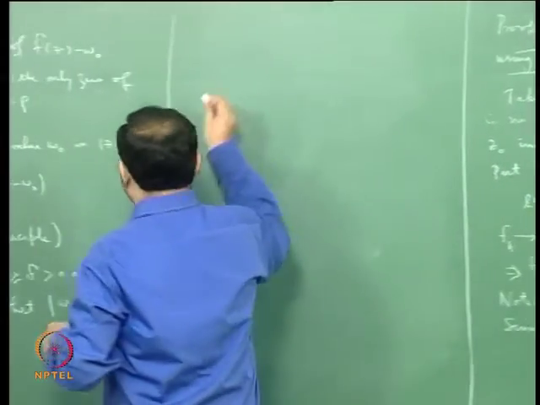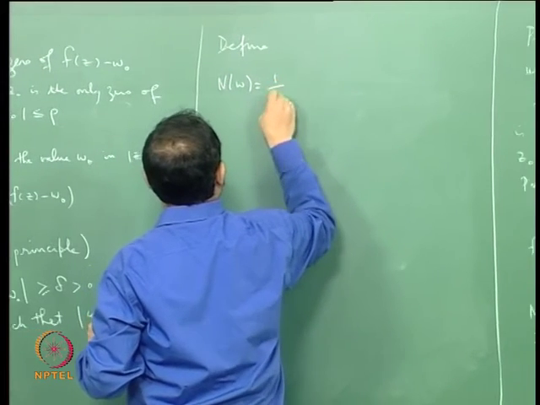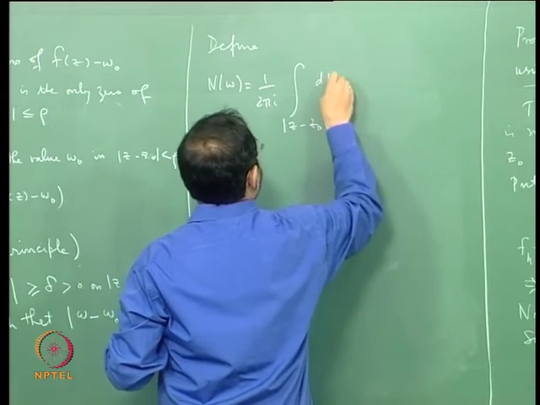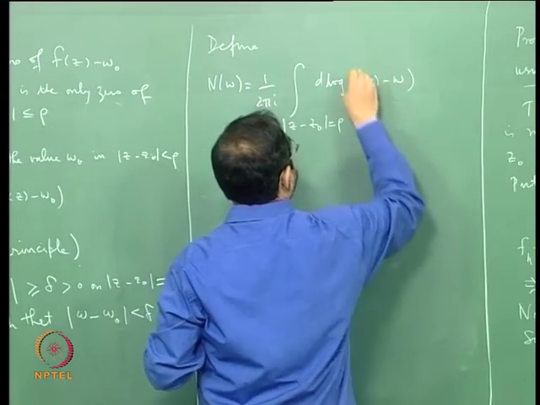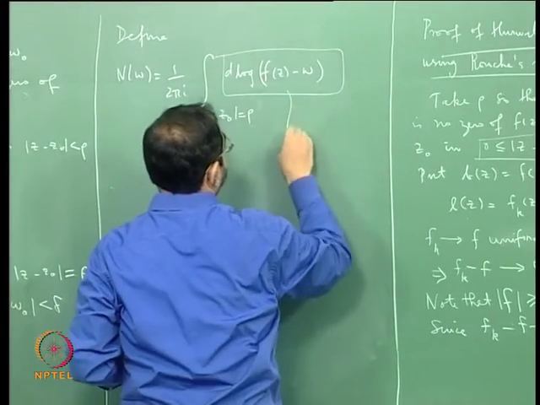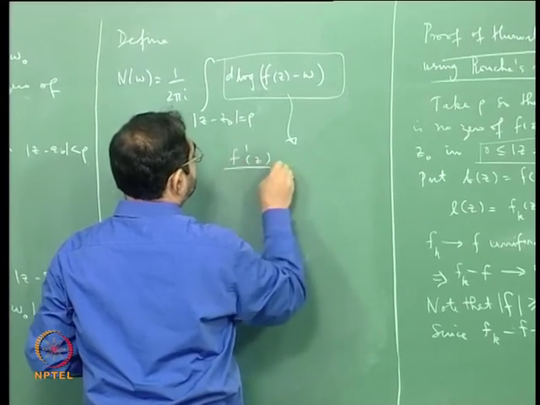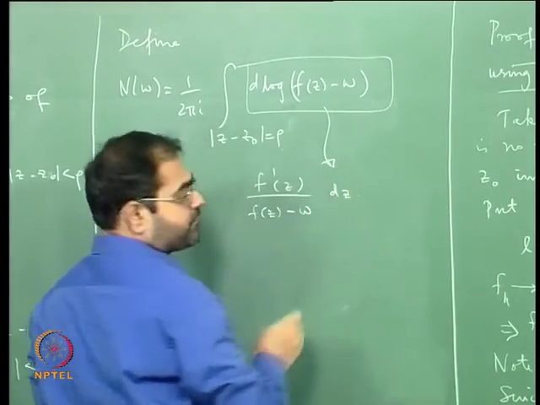So define n of omega to be 1 by 2 pi i integral over mod z minus z naught equal to rho d log (f(z) minus omega). Okay. Mind you, this makes sense because you see, what is d log f(z)? This is actually the derivative of this, which is f dash of z divided by f(z) minus w dz. This is what it is.